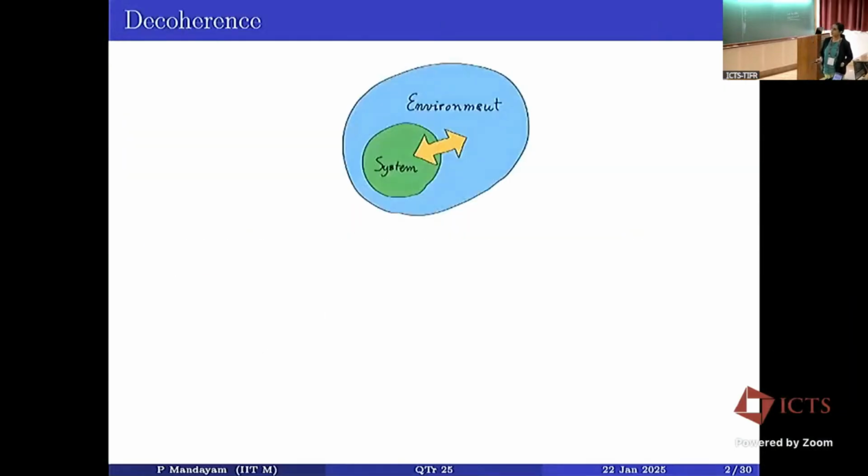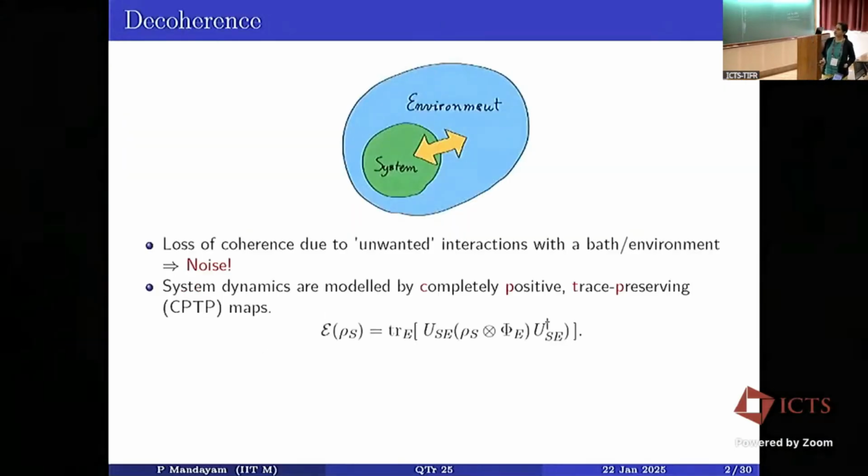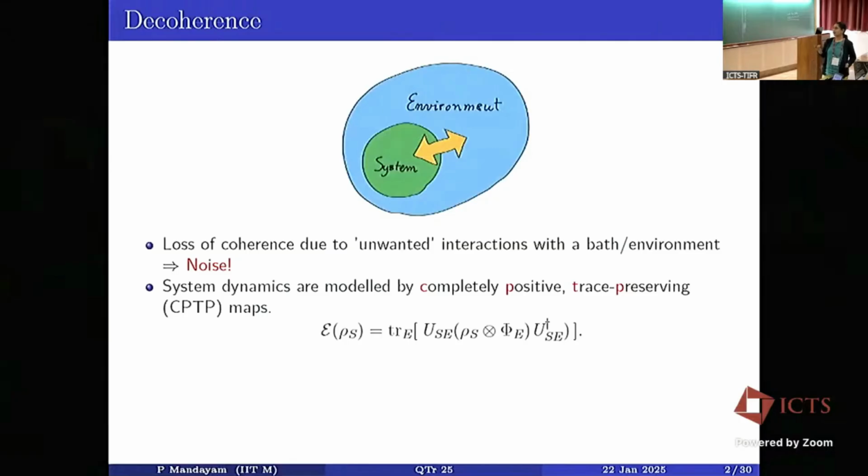Okay, so this is just to be on the same page. This is the more simplistic picture that one is used to in terms of system-bath dynamics, where we often say that the system dynamics are modeled by a completely positive trace preserving map. Note that in getting to this CPTP map, E, we have assumed that this system-environment state is initially in a product state of this form. It's rho_S tensor phi_E.